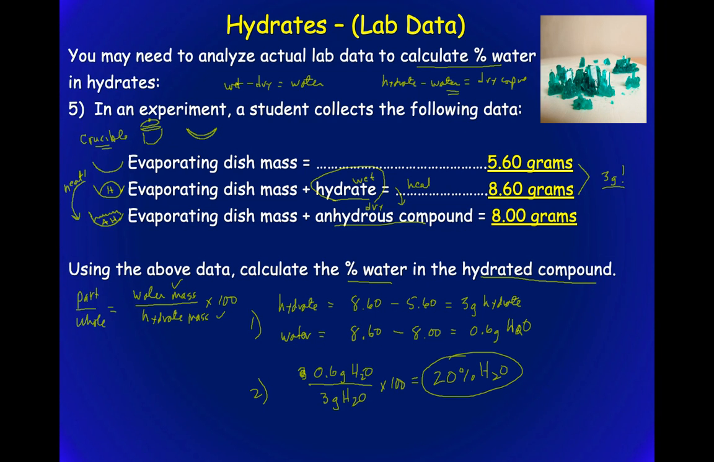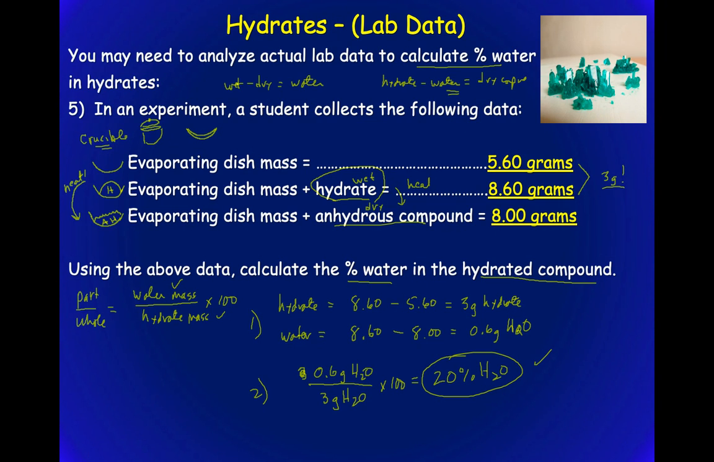So the big kicker here is the fact that once you take a wet salt, heat it to dryness, the difference between those two is the water, and that's what you need. And then taking the dish from the hydrate gives you just a flat hydrate. All right, and that's it.